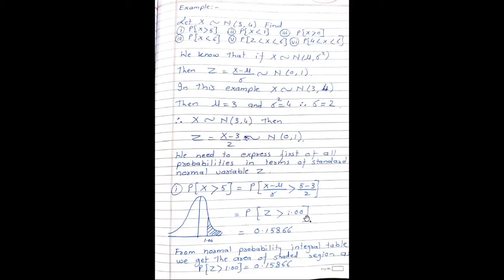First of all, we'll draw the normal probability curve. It is a symmetric curve, and this is the left part of the curve, the negative part, and this is the positive part of the curve. So positive 1.00 will come on the positive side, and we want the greater part, so we'll mark the right-hand side portion. Now we will see how to read the value from the table.